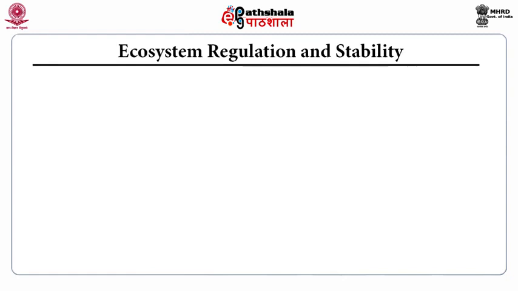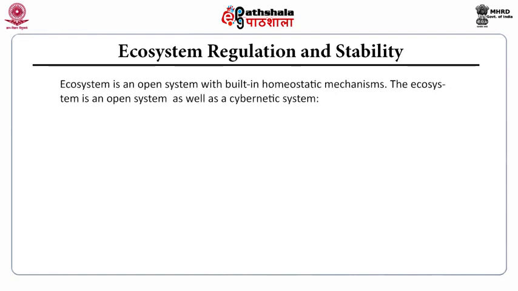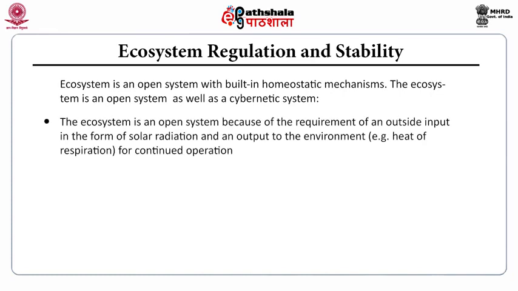Now we will discuss ecosystem regulation and stability. An ecosystem is an open system with built-in homeostatic mechanisms. The ecosystem is an open system as well as a cybernetic system. An open system requires an outside input in the form of solar radiation and an output to the environment, that is heat, for continued operation of the system.